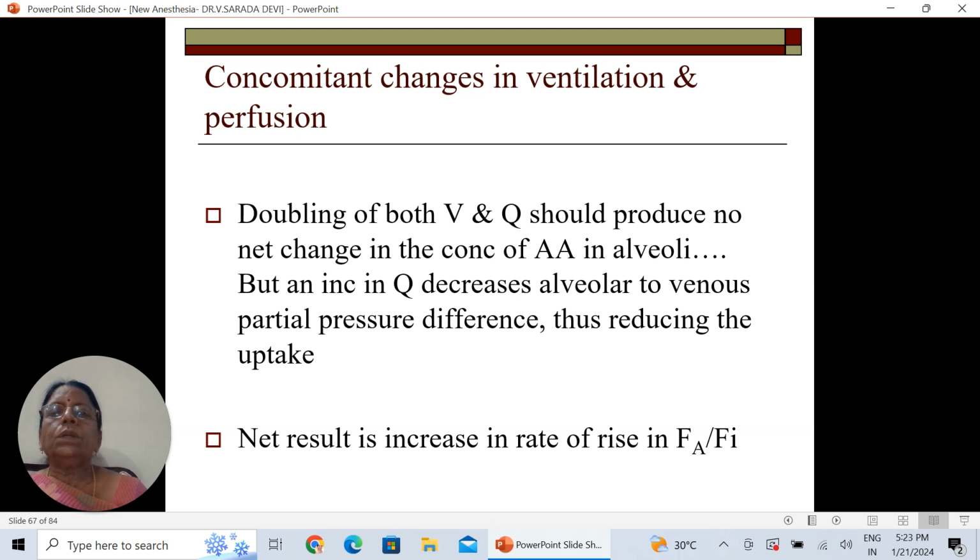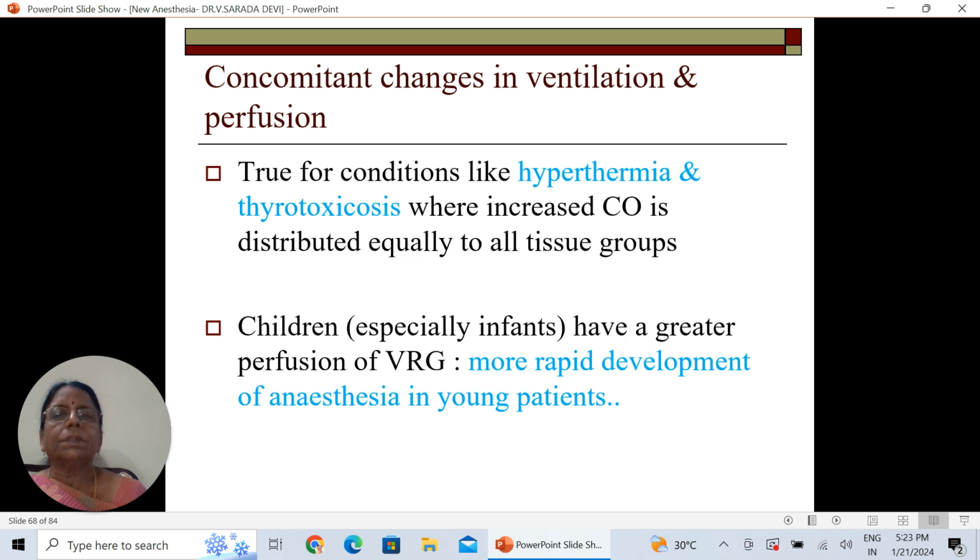Doubling of both ventilation and perfusion should produce no net change in the concentration of anesthetic agent in the alveoli, but an increase in cardiac output decreases the alveolar to venous partial pressure difference, thus reducing the uptake. So the net result is an increase in the rate of rise in alveolar to inspired anesthetic concentrations. This is true for conditions like hyperthermia and thyrotoxicosis, where increased cardiac output is distributed equally to all tissue groups.